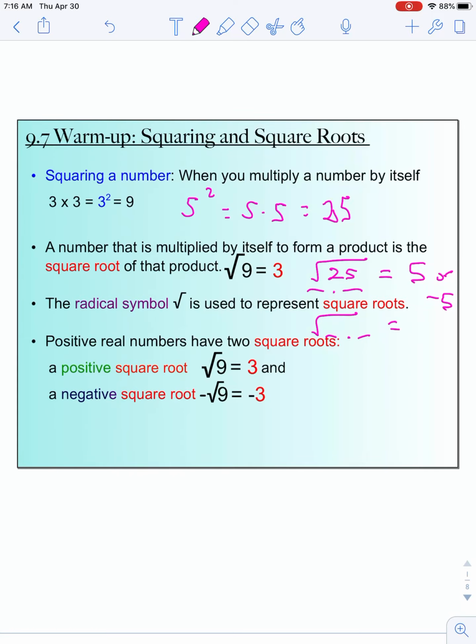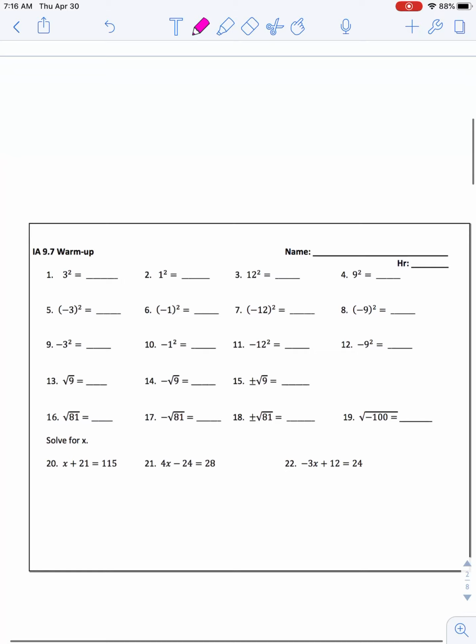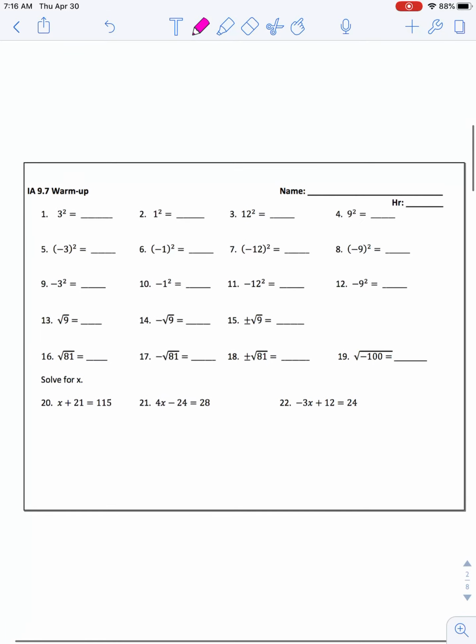So let's just review a couple of these problems. If we were in class, we'd probably have you just do all of these, but let's just take a look at a few. 3 squared, that means 3 times 3, that's 9. Negative 3 squared, that means negative 3 times negative 3, which is still positive 9. Now, this is different. This is saying take 3 squared, which is 9, and then take the opposite of it. So now that becomes negative 9.